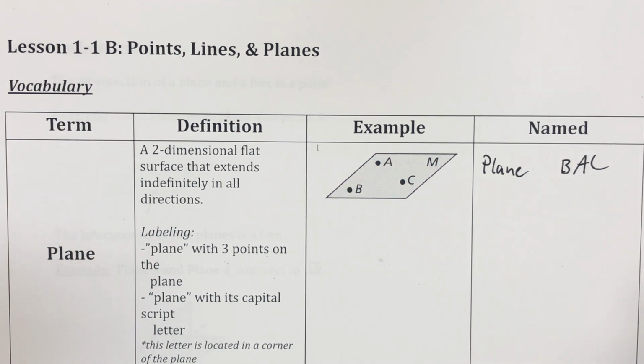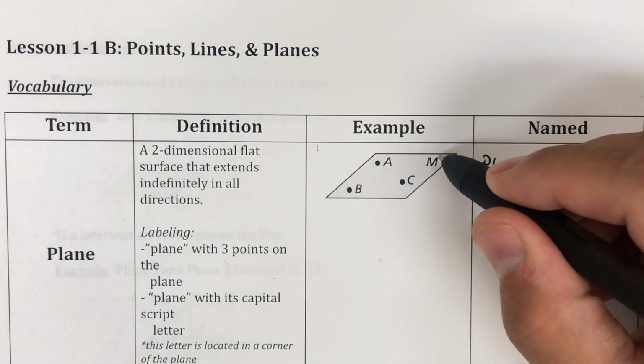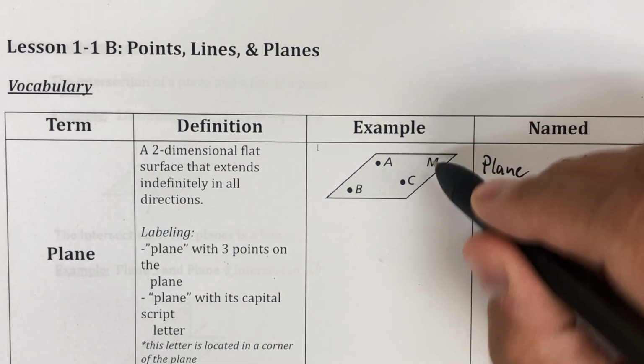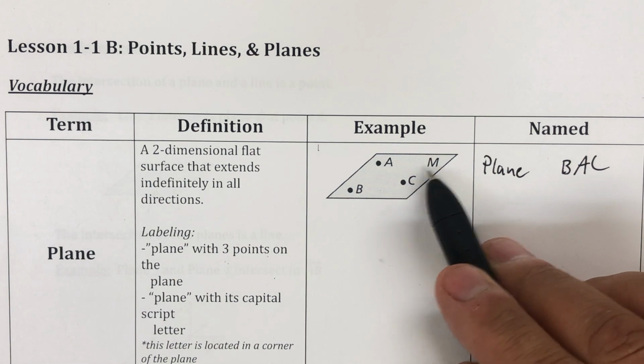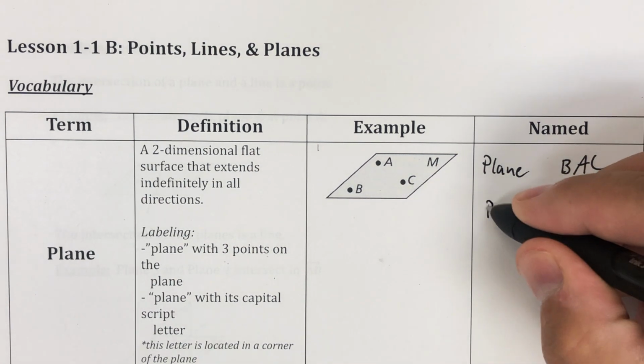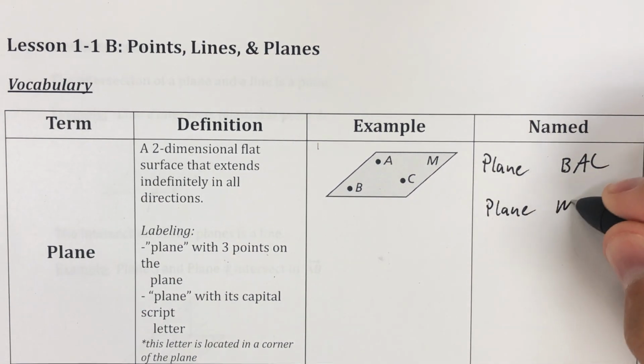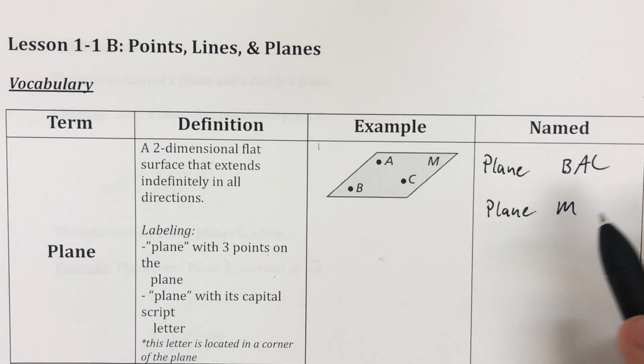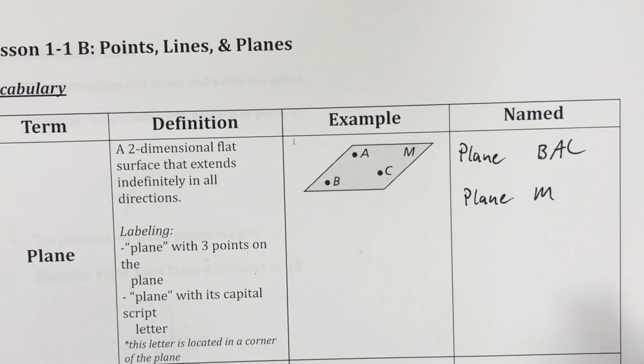Another way you might see it is with a capital letter in one of its corners. So in this case, M is in the corner without a point next to it, so I could also call it plane M. And make sure you say that it's plane M, all right? Kind of like when we did line, we had to call it line L, line M, line N, etc. So those are the 2 ways to name a plane.